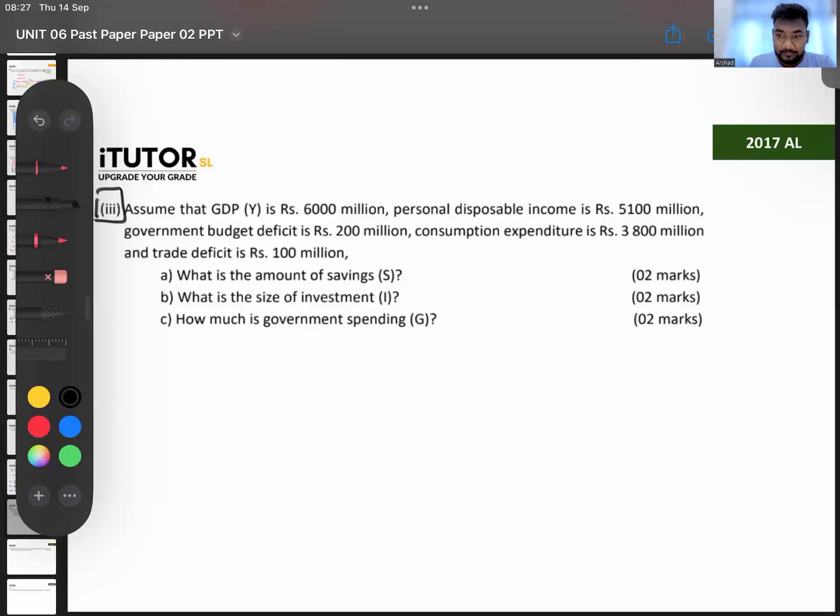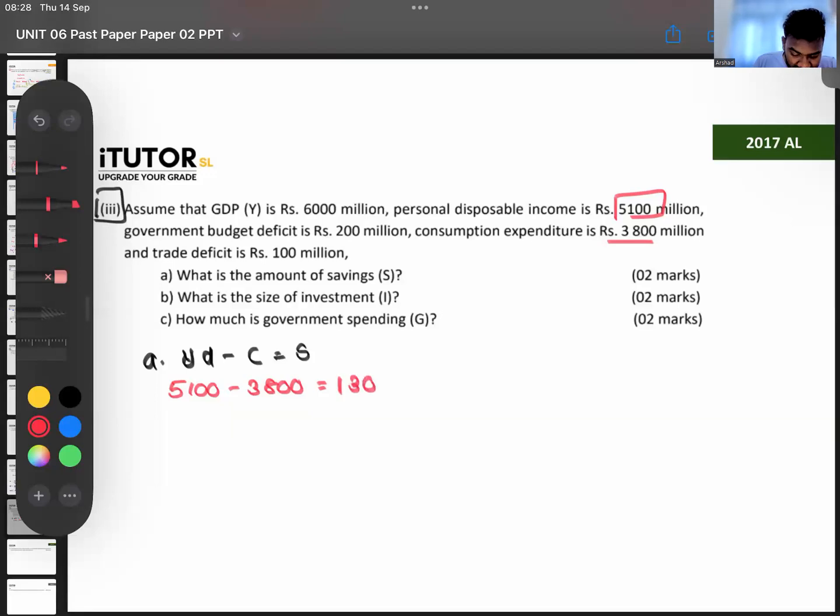How can you find it? Okay, we'll start with A. How do you find savings? From your disposable income, if you minus whatever that you consume, you get your savings, right? So you can say savings is disposable income minus consumption. Now, we'll see how much we have here. There is disposable income 5,100. Consumption, they are saying here 3,800. So how much is savings then? Remember, don't take income, take disposable income. So from 5,100, if you minus 3,800, you get 1,300. That is your savings. 2 marks done.